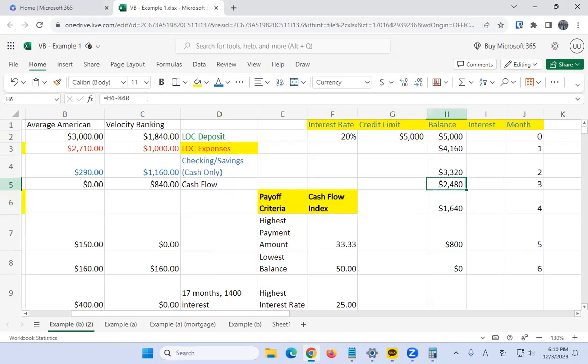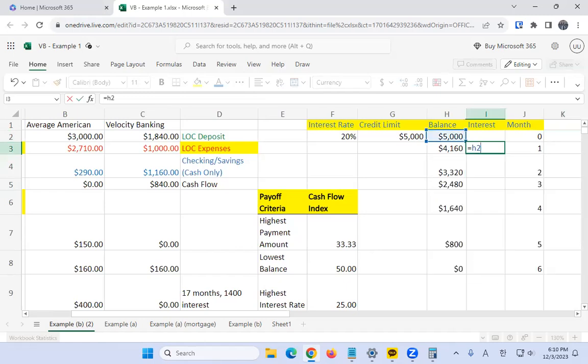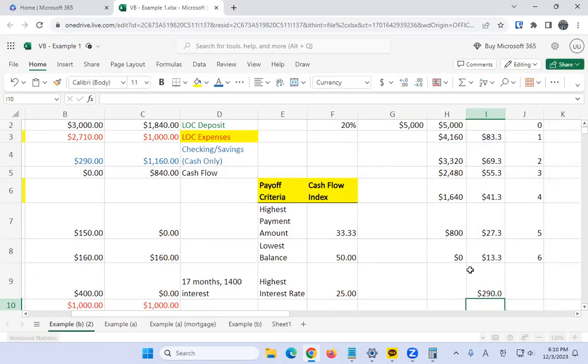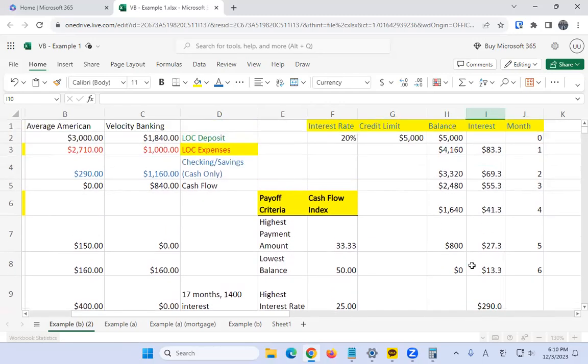And how much interest do we pay? How do we calculate the interest? Well, all it is the previous month's balance, H2, multiplied by the interest rate, 0.2, divided by 12. Okay. And then now let's sum it up. So we pay $290 of interest here, right? And it only took us about 6 months.